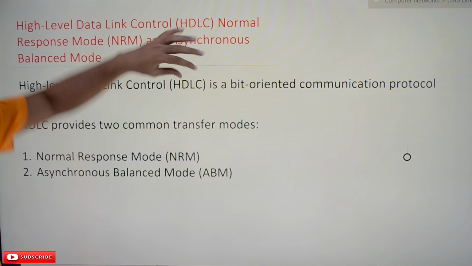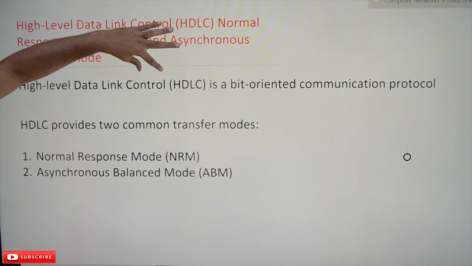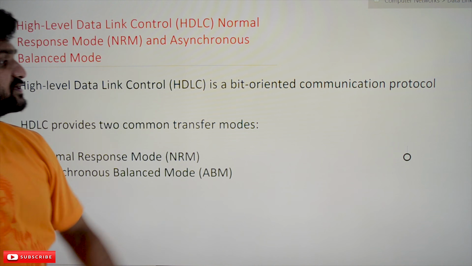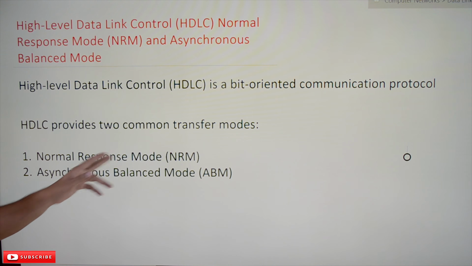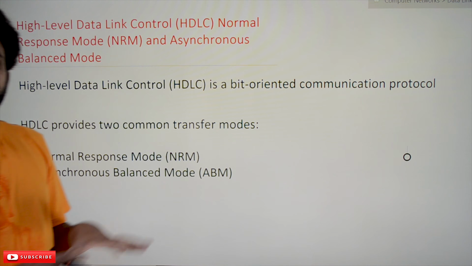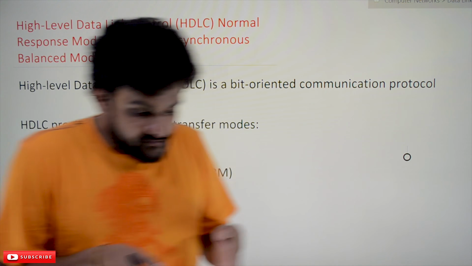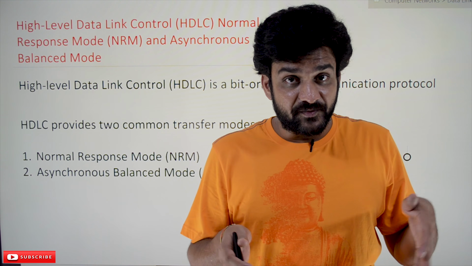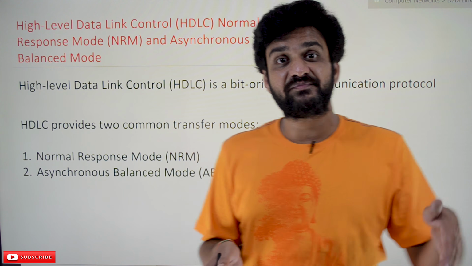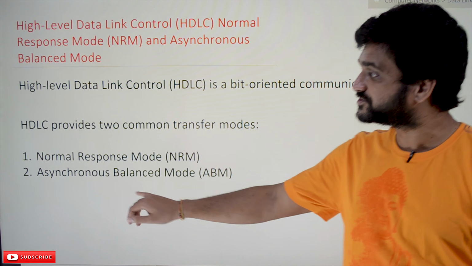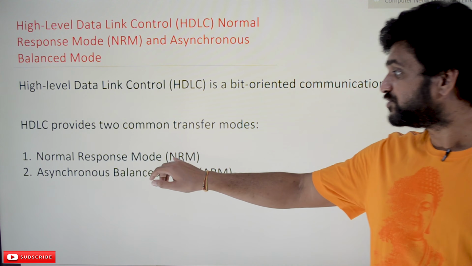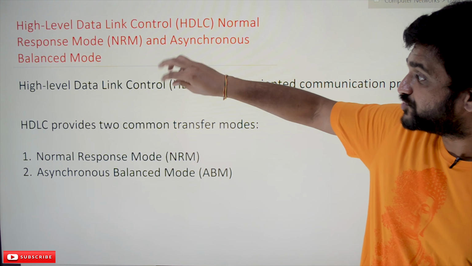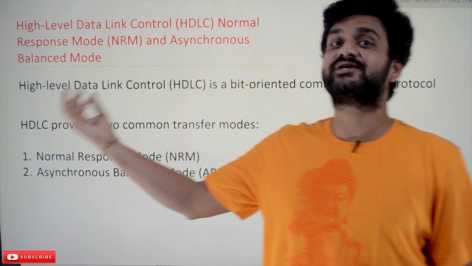So this HDLC is going to provide two common transfer modes. They are normal response mode and asynchronous balance mode. What these two transfer modes mean is: whenever the sender and receiver are communicating, the communication between them can be either in normal response mode or in the other mode, asynchronous balance mode. So HDLC is going to provide services for both transfer modes.